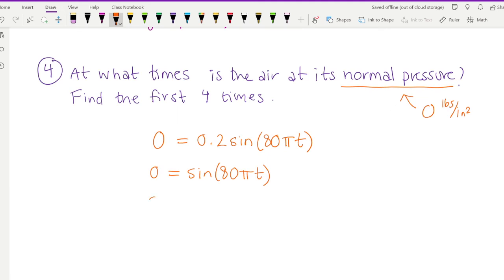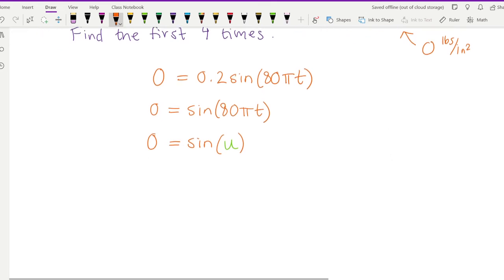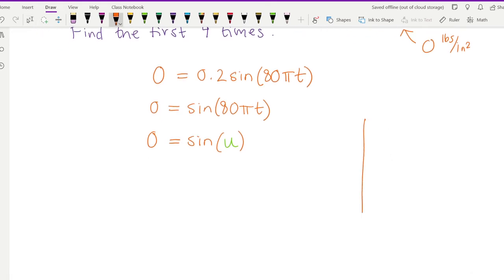So if you remember what we did in the other one, instead of saying just sine of 80 pi t, we used another letter as kind of a shortcut, something to represent 80 pi t to make our equation easier to solve. And then at the end, we went in and we put that 80 pi t back in. So this is asking us, at what angles is sine equal to 0? So where is sine going to be equal to 0?